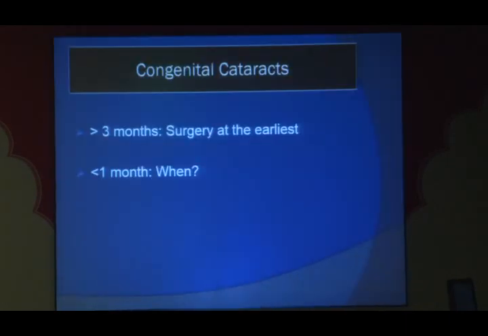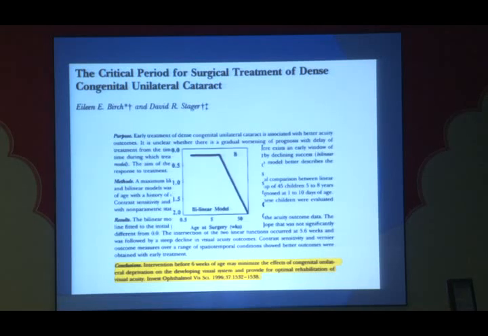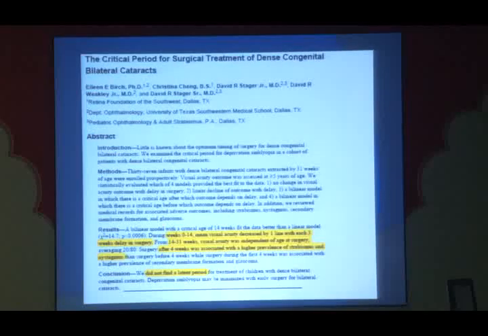So now the timing of surgery. Most of us would agree that a congenital cataract which presents to us after 3 months of age should be operated at the earliest. But the question comes when the child presents to us at less than 1 month. This paper by Birch et al. found that for congenital unilateral dense cataracts, there is a 6-week window period during which, if the child is operated, the visual outcome is the best. Following 6 weeks, the visual outcome worsens.